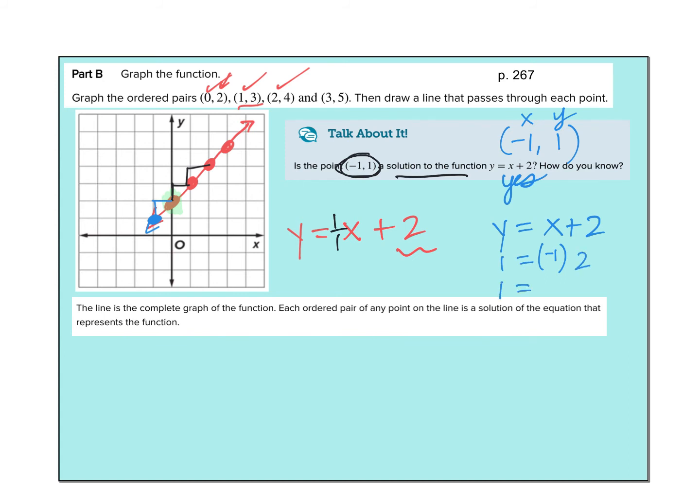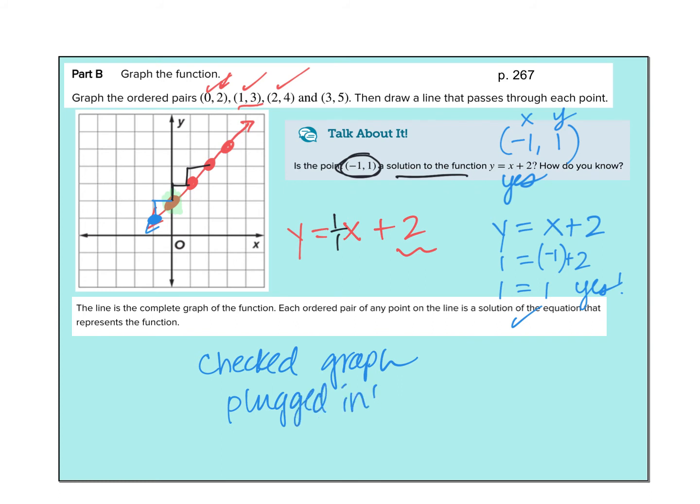I get 1 over here, 2 times, let's just say a plus there. Negative 1 plus 2 is 1. 1 equals 1. So yes, it is a solution. So I checked it two ways. I checked it on the graph, and then I plugged it in to see if it worked. And it worked both ways.